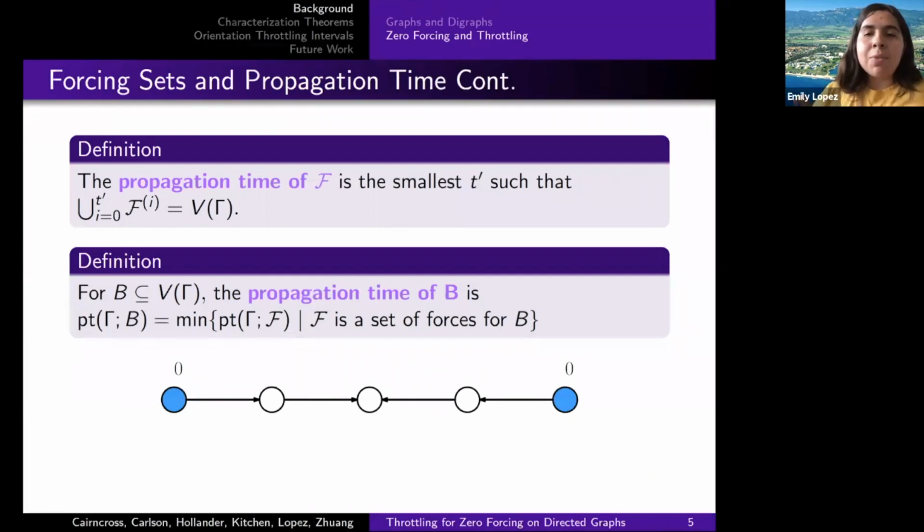So to give an example of this, we look at this path on 5 vertices, and the 2 endpoints are in the zero forcing set. Now, because each of these vertices that are colored blue has one unique white out neighbor, they're able to force these vertices at time step 1, which is indicated by the number above these newly colored vertices. Now, these vertices are able to color the central vertex blue because they only have one unique white out neighbor. Therefore, the propagation time of the zero forcing set is 2.